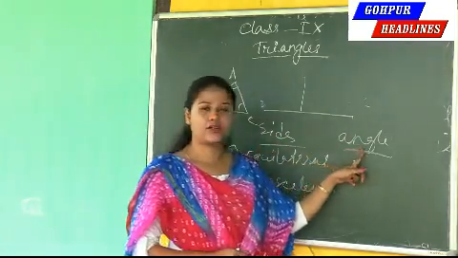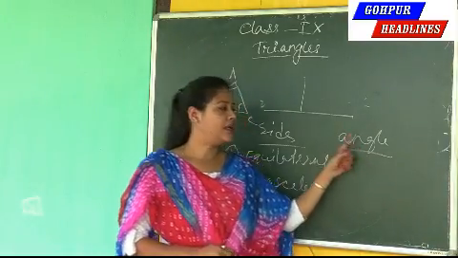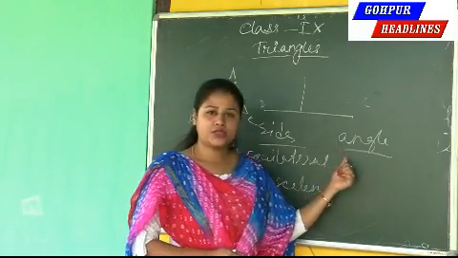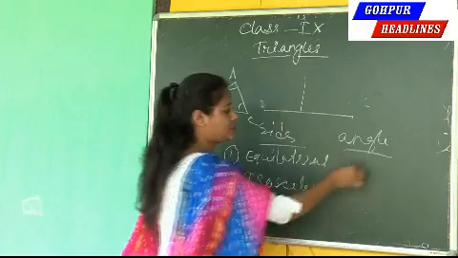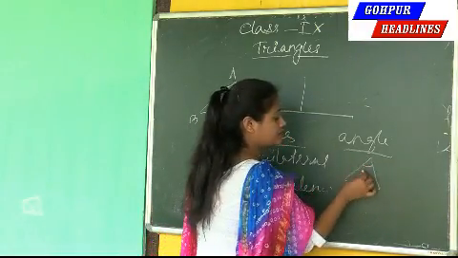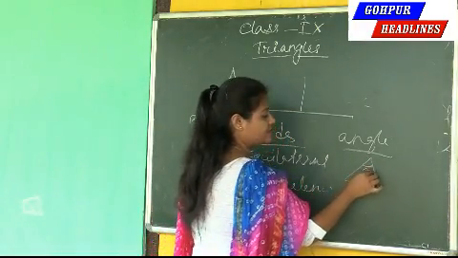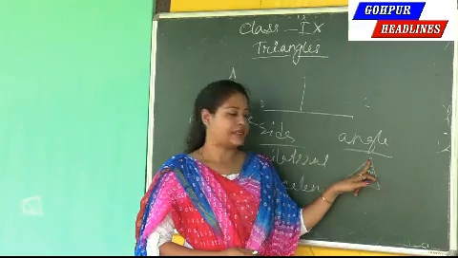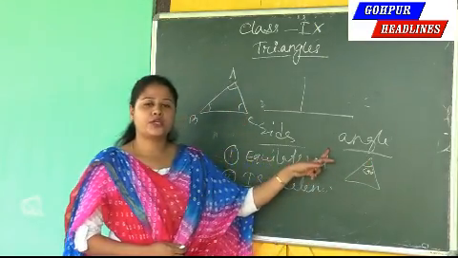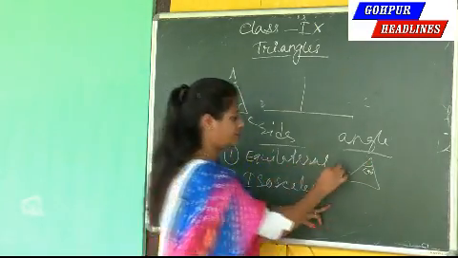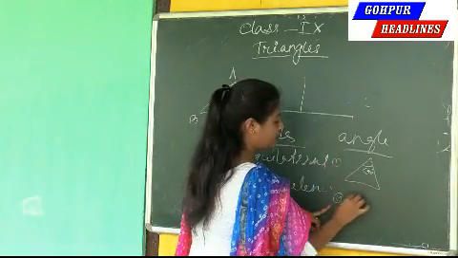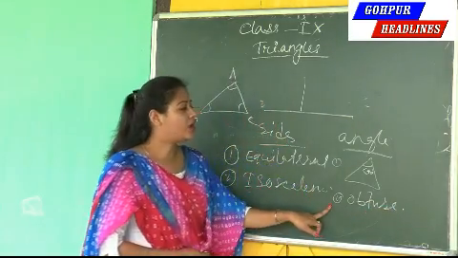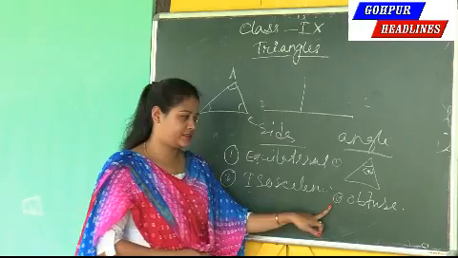Next, on the basis of angles, there are again 3 types of triangles. What are they? The acute angle triangle, where all the angles are less than 90 degrees. And next one is the obtuse angle triangle, where only one angle is greater than 90 degrees.